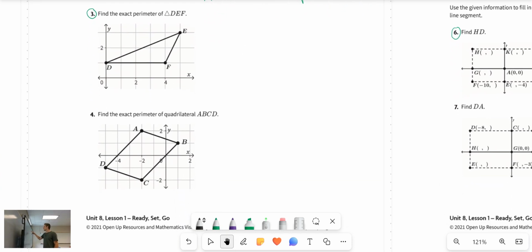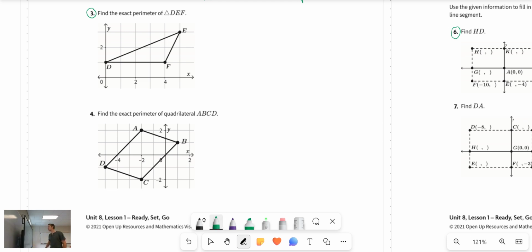All right, let's look down at number 3. Find the exact perimeter of DEF. All right, so D to F, right? Our segment DF is from 0 to 4, so that's just 4. And now it looks like we need to use distance formula twice. I'm going to switch colors. We're going to go to purple. So DF is fine. Let's do DE, right? We need to do distance formula twice, for DE and for FE.